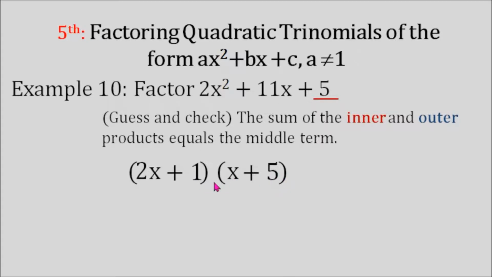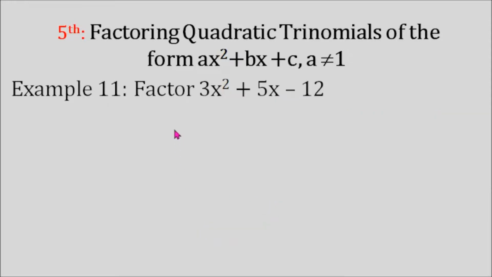Now let's check. 1 times x, it's x, so it's the inner product. Then the outer product, that's 2x times 5, and that's 10x. If we are going to add x and 10x, that gives us 11x. So this means the factors, the quantity 2x plus 1 and the quantity x plus 5 are the correct factors.